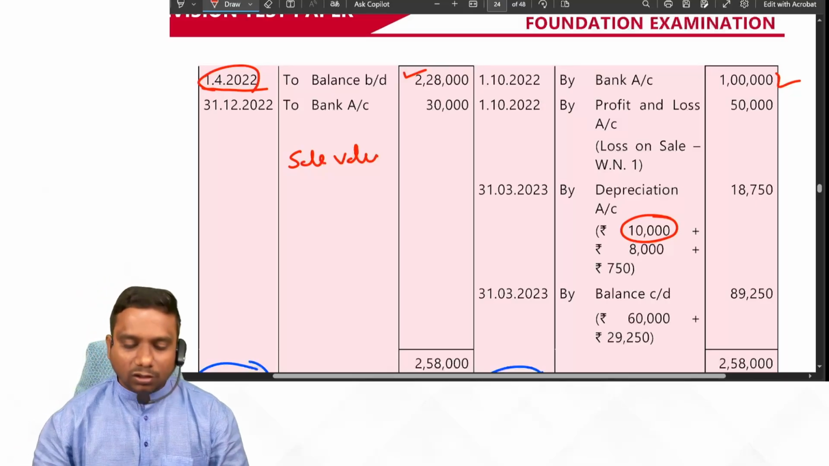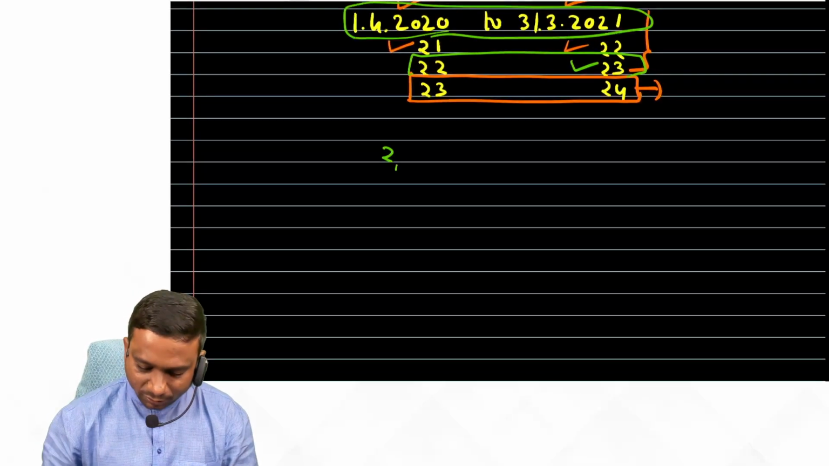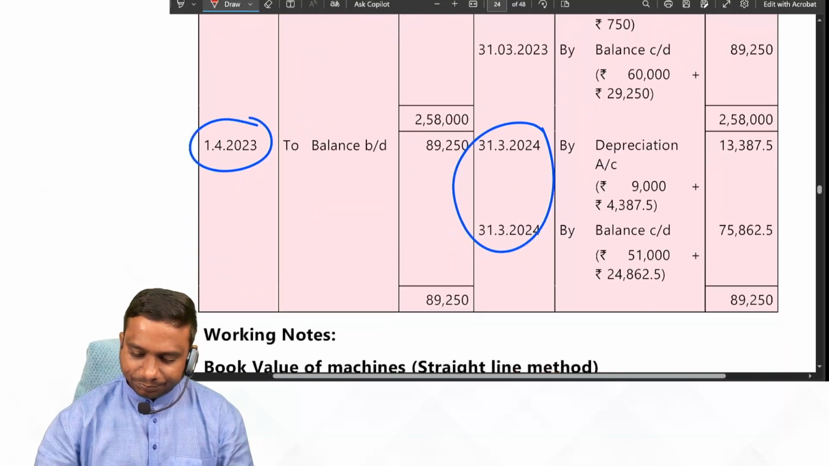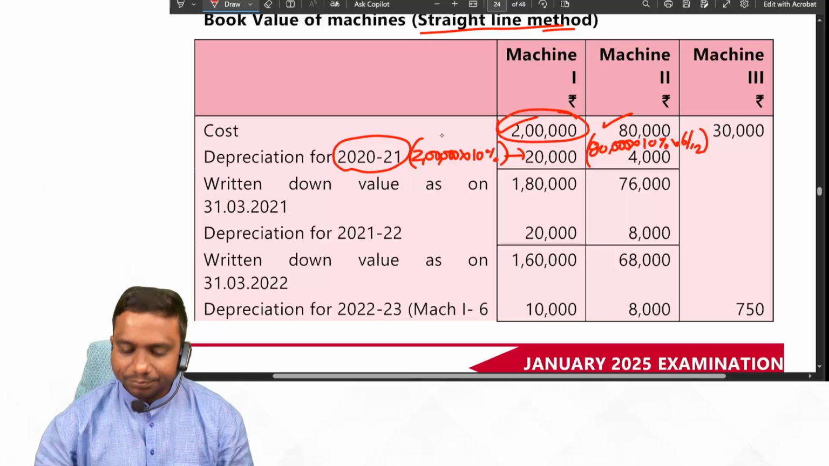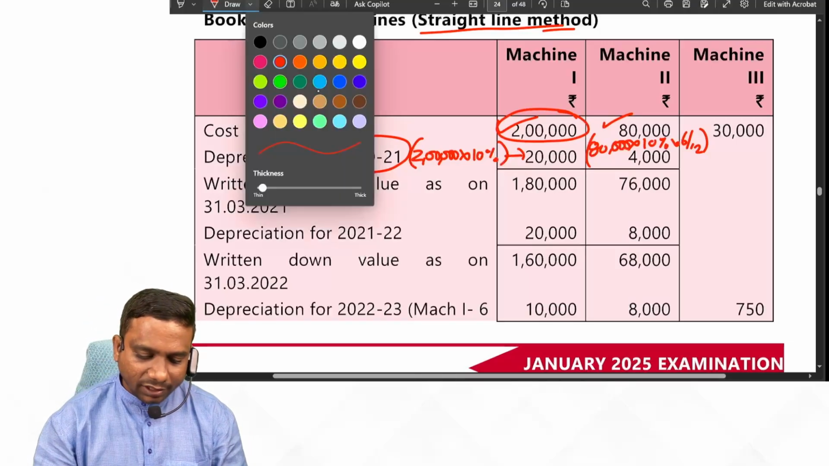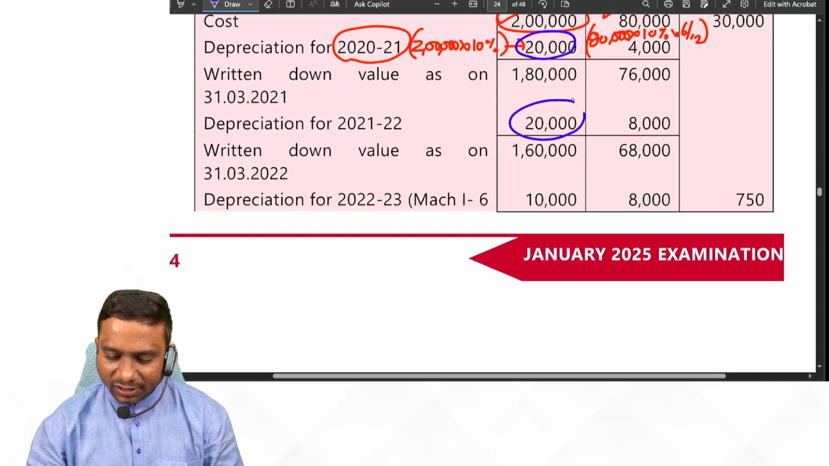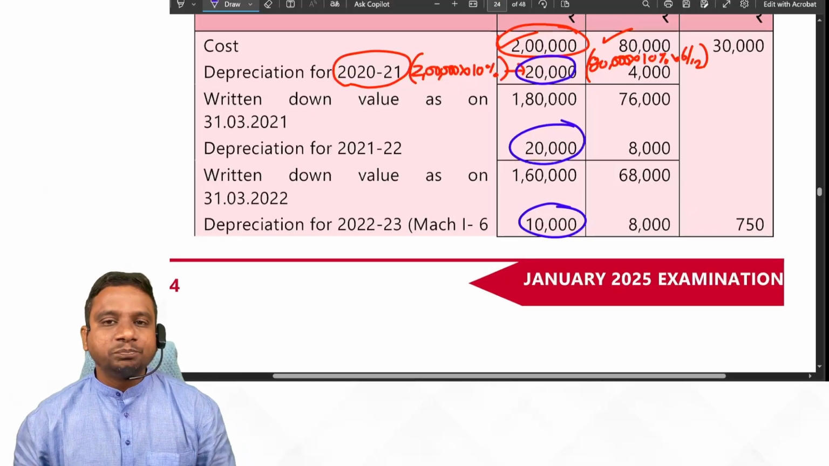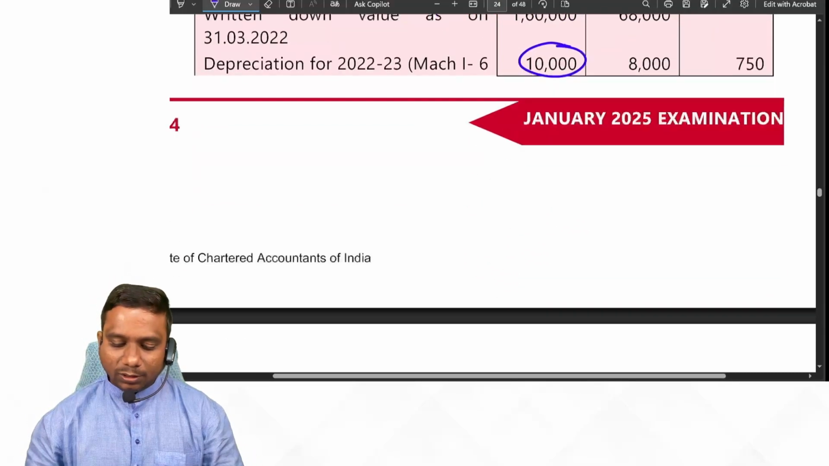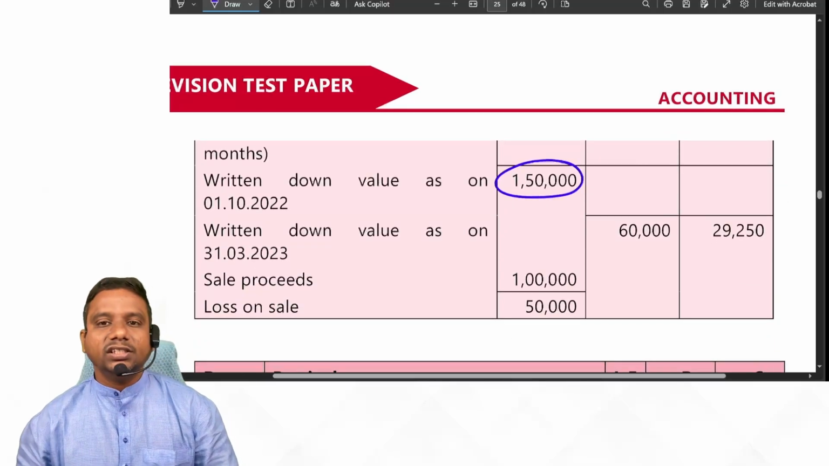Now, calculate profit or loss. Observe students, what is the book value of asset now? Here we have a calculation problem. This is the original cost of the machine. Till date, how much depreciation provided? 20,000 first year, 20,000 second year, 10,000 for the third year. Total 50,000 depreciation provided. 2 lakhs minus 50,000, the WDV or book value of the asset is 1,50,000, but it is sold for 1 lakh, so 50,000 loss.